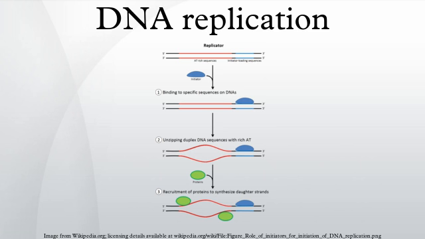Lagging strand. The lagging strand is the strand of nascent DNA whose direction of synthesis is opposite to the direction of the growing replication fork. Because of its orientation, replication of the lagging strand is more complicated than that of the leading strand. The lagging strand is synthesized in short, separated segments.